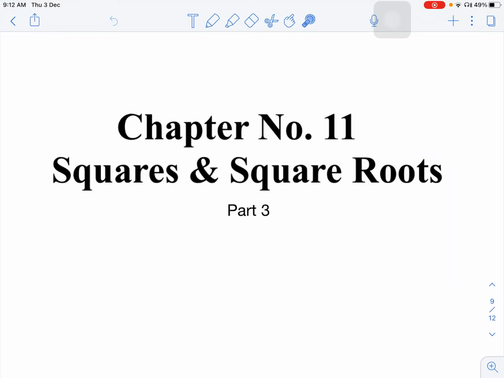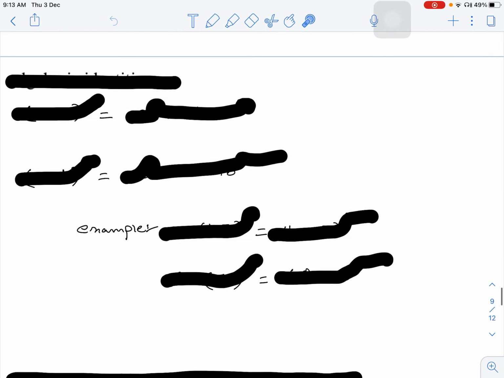Hello students. Today we are going to learn part 3 of chapter number 11, that is squares and square roots. Now in this part we are going to learn how to find the square of a number by using some algebraic identities. Okay. Now what are algebraic identities?